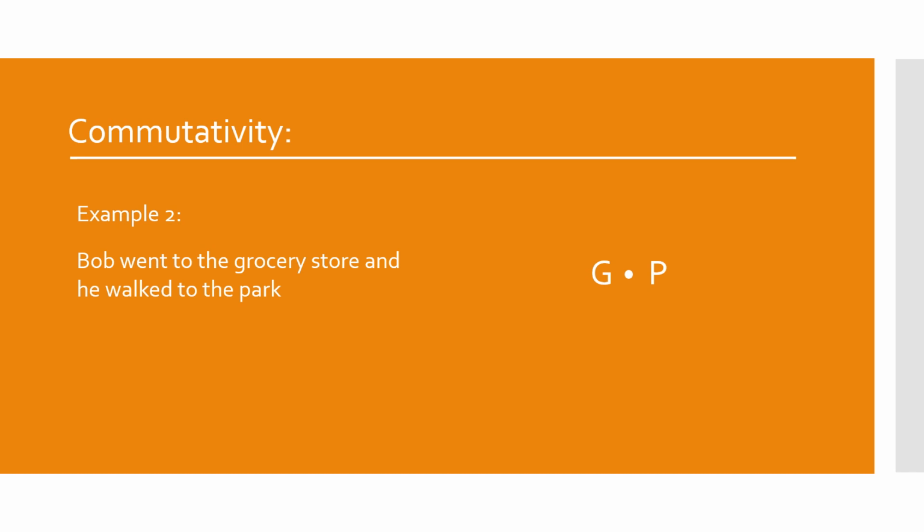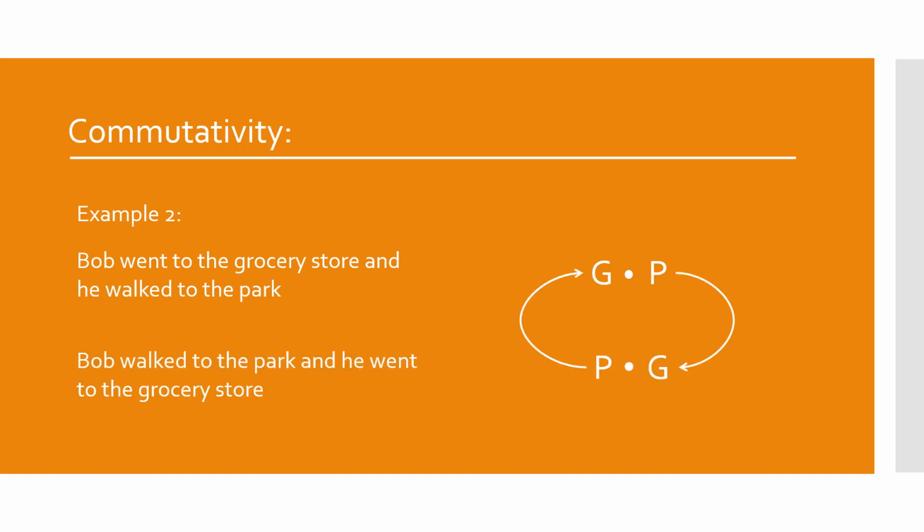And the same fundamental point that we just saw with a disjunction applies to a conjunction. So if I have the statement, Bob went to the grocery store and he walked to the park, notice what we get is G dot P. And if we simply swap the order of our two conjuncts, we get the exact same statement in terms of its truth value. To say Bob went to the grocery store and he walked to the park is logically identical to saying Bob walked to the park and he went to the grocery store.